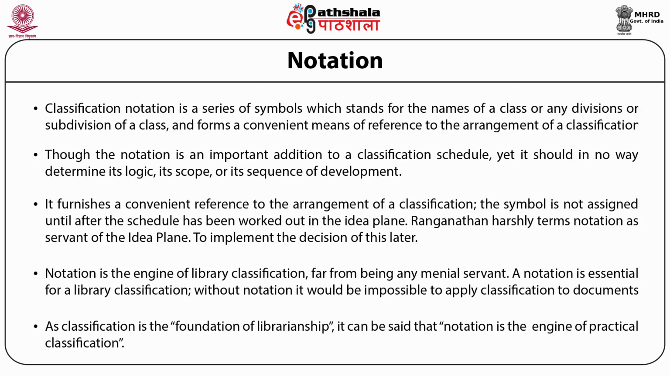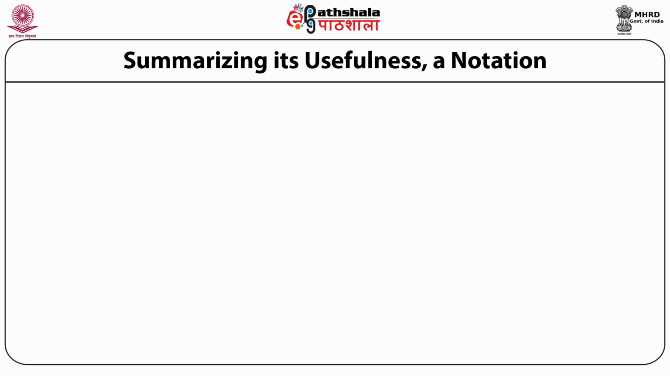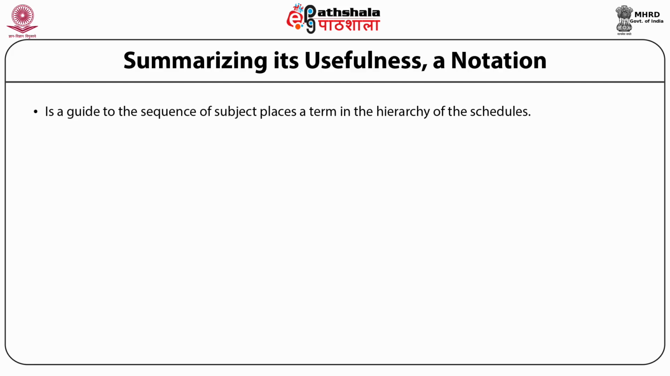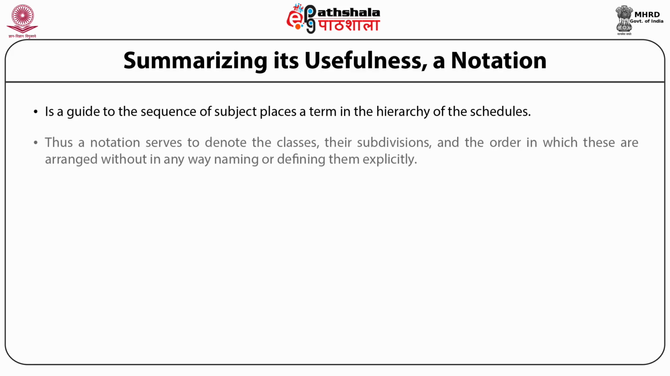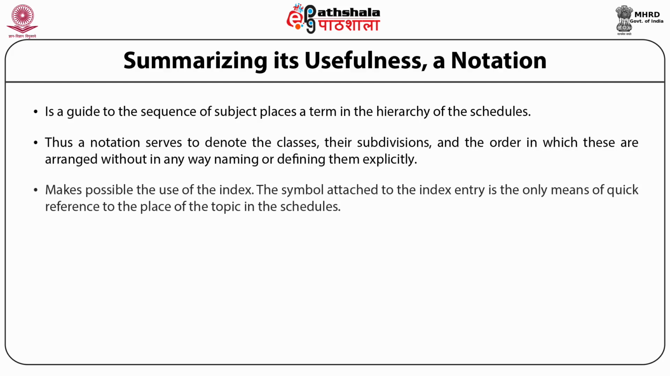As classification is the foundation of librarianship, it can be very safely said that notation is the engine of practical classification. Though notation has been called an additional or adjunct of a library classification, it has many essential uses in library classification, without which a library classification will not work at all. A notation is a guide to the sequence of subjects and places a book in the hierarchy of the schedules. Thus, a notation serves to denote the classes, their subdivisions, and the order in which these are arranged without in any way naming or defining them explicitly.